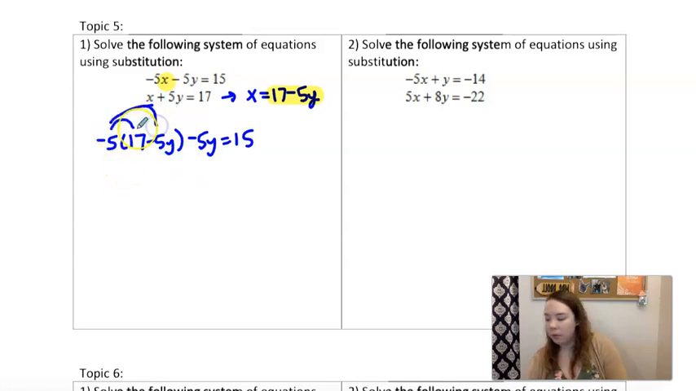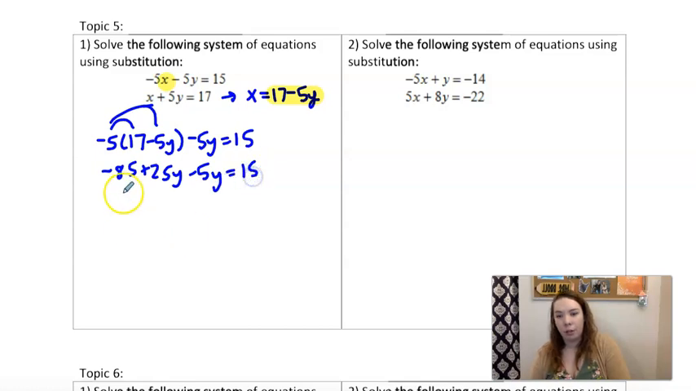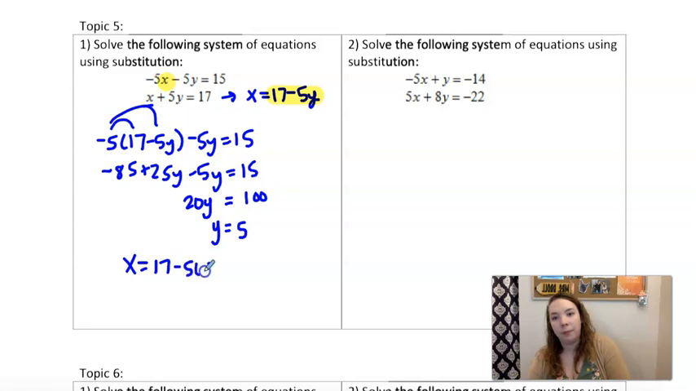All right, so we'll distribute. It'll give us negative 85 plus 25y. So if I add 85 to both sides, that'll give me 90. 25 minus 5 is, that'll give me 100. And then 25 minus 5 is 20y. So y is 5. And then you can plug it back in. 17 minus 25 gives us negative 8.